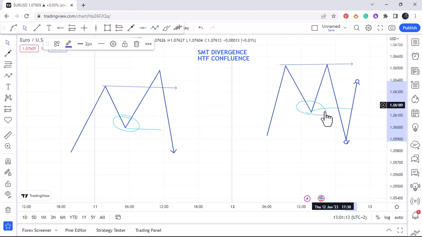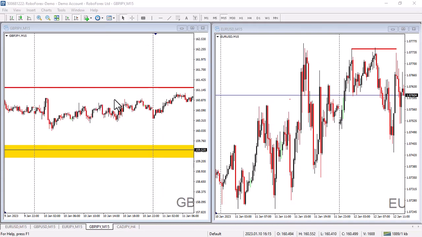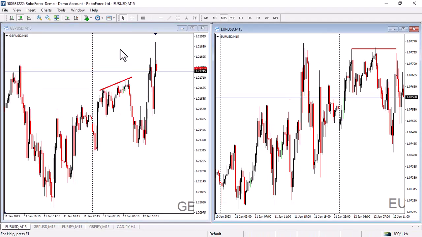So let's go to some charts and try to understand what we are talking about. We are starting with Euro USD versus GBP USD and see if we have this correlation and if we can take advantage of it. As you can see here, we have Euro USD and GBP USD.